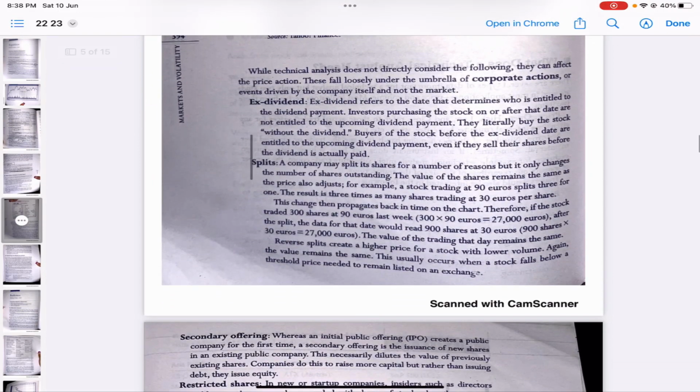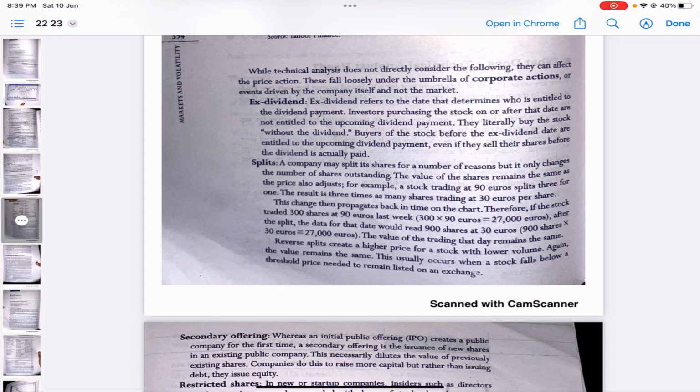Now let's look at this. What are corporate actions? The company takes some corporate actions, and those actions might have an impact on the price of the security as well. So let's see what are the different types of things that may happen.